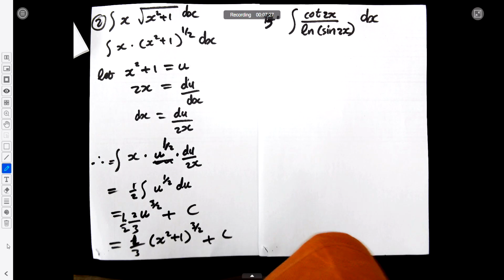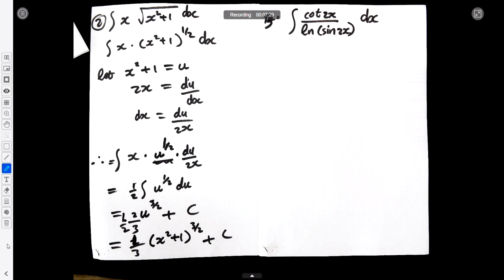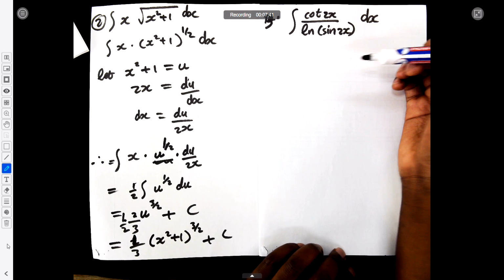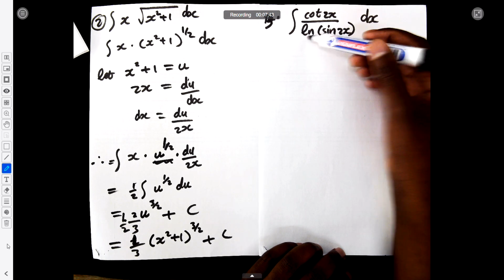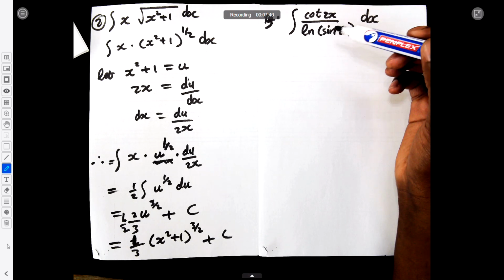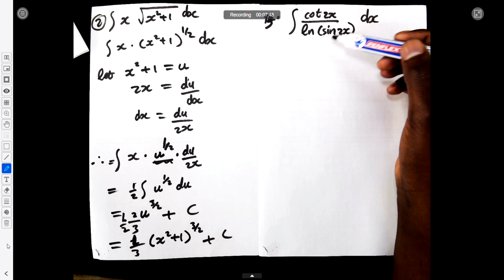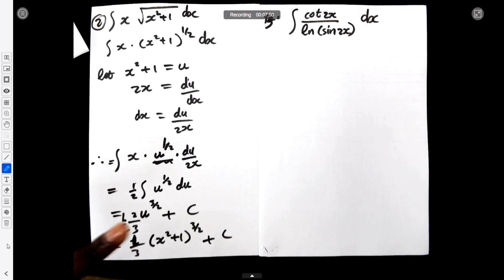So what do you do? You inspect the denominator. When you differentiate the denominator, are you going to get the numerator? That's how you do it. By inspection, you can say yes, because the derivative of the denominator is going to be 1 over sine 2x multiplied by cos 2x. So cos over sine is going to be cot, which is true. The only thing which is missing is the factor 2, which means I will need to divide by the factor 2.